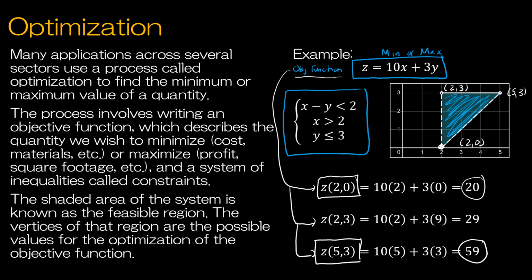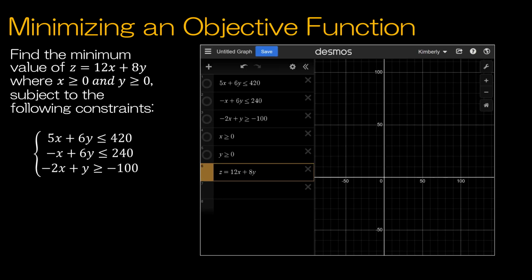So that's a good overall view of what we're trying to do, but let's go ahead and now get into it and work through one together. Let's take a look at how to minimize an objective function. So this is one where we're starting from scratch, and I want you to notice I'm going to use Desmos exclusively, and you are welcome to do so as well for this section.